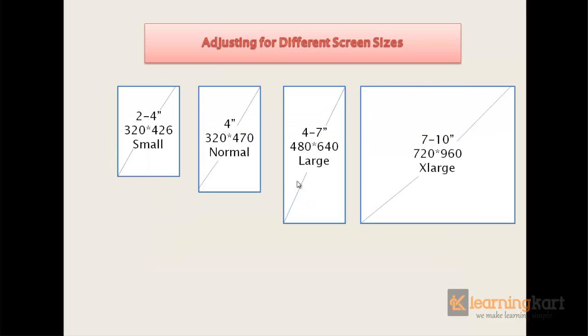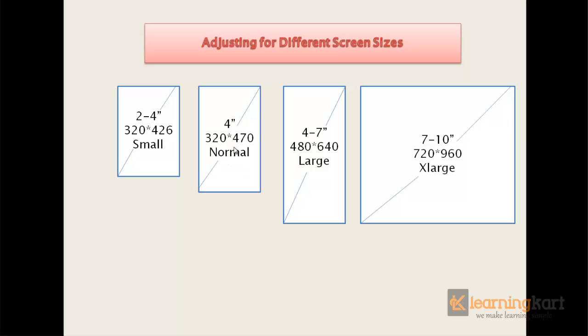So let us see what are the different sizes that we have. Now in case you go into a deeper sense, then practically we have a very vast range of devices. You cannot put your layout for every kind of device. So Android has grouped them into 4 different categories of devices. One starts off with the small, 2 to 4 inch size and a pixel density of 320 into 426. 320 is the width pixel density, 426 is the height. So we all assume that this is the portrait kind of pixel density.